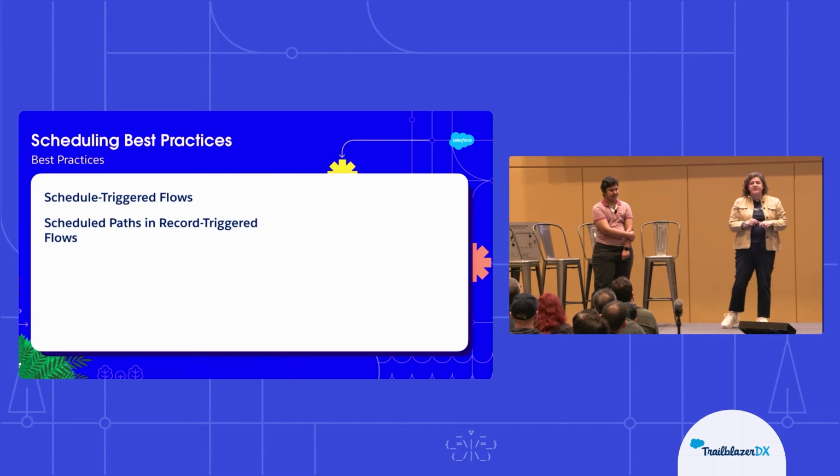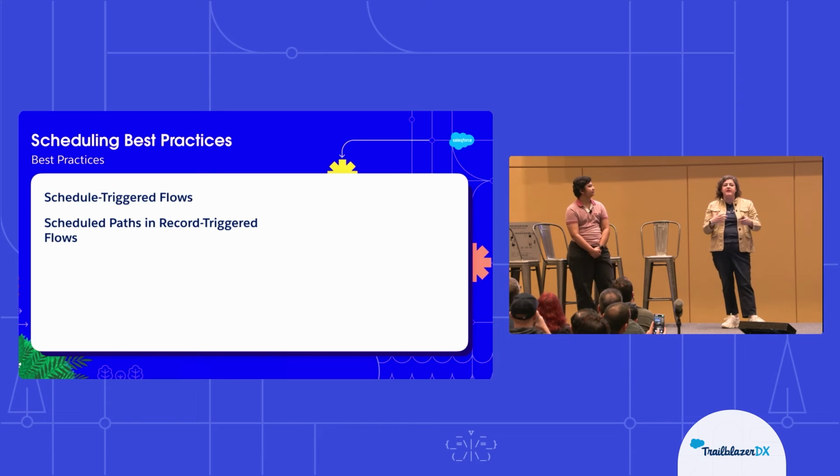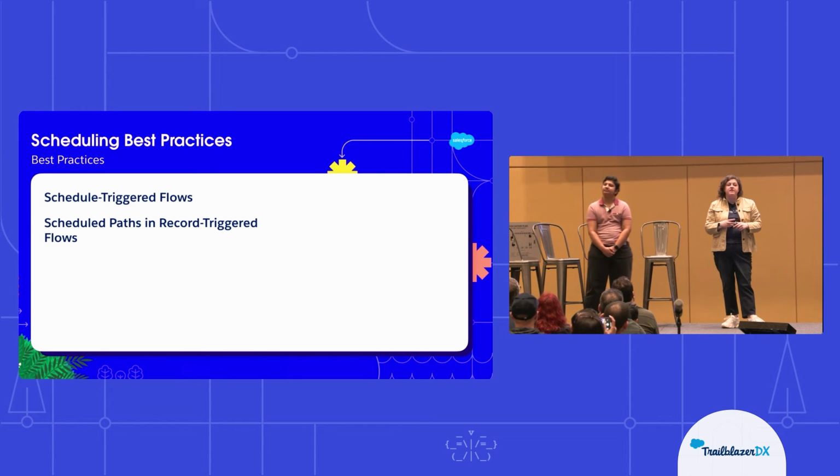All right, scheduling best practices. This is also another world. We have two different ways to trigger on schedules. One of those is schedule-triggered flows, and the other is scheduled paths, which is a sub-feature of record-triggered flows. I like to think of scheduled triggered flows as triggering on the calendar, right? If you were going into your calendar and creating a reminder for yourself every Monday at 3 p.m., that's what scheduled triggered flows are for.